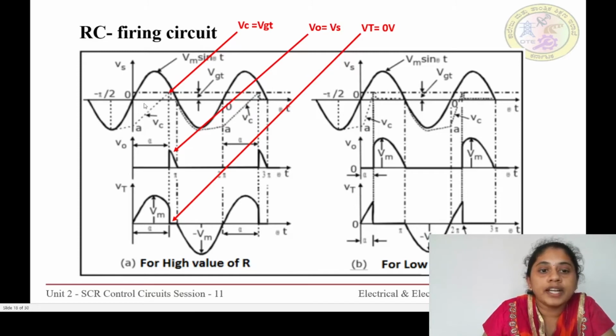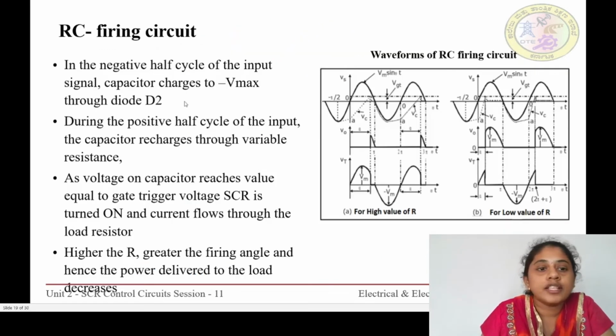Once the capacitor started recharging, at some point of time the voltage across the capacitor will be equal to the threshold gate voltage. At this point, the SCR will turn on. Once the SCR turns on, voltage will appear across the load. Therefore, load voltage V0 is equal to the supply voltage. Under this condition, voltage across the SCR will be equal to 0 volts. This is ideally, but practically it will be 1 or 2 volts. This is what we have written here.